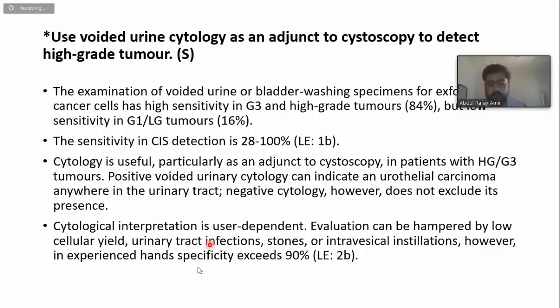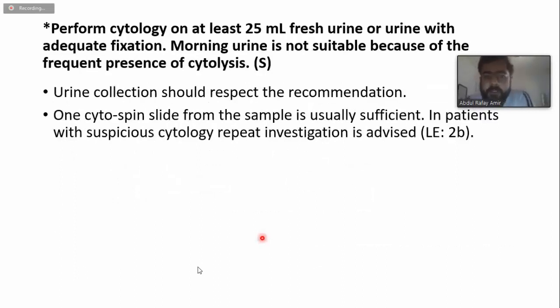Cytological interpretation is user-dependent. Evaluation can be hampered by low cellular yield, infections, stones, and intravesical instillations. In experienced hands, specificity may exceed 90%. Perform cytology on at least 25 ml fresh urine or urine with adequate fixation. Morning urine is not suitable because of frequent presence of cytolysis. Urine collection should respect this recommendation. One cytospin slide for a sample is sufficient. In patients with suspicious cytology, repeat examination is advised.